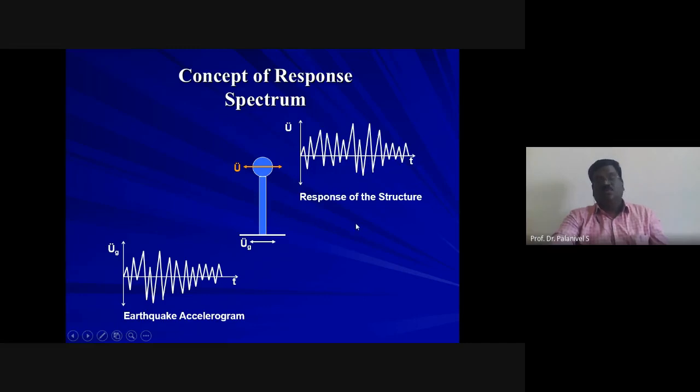Now, what am I going to do? I am going to do a plot in the frequency domain. Here I have not taken frequency, I have taken time period, and the inverse of frequency is period. So instead of saying frequency domain, I would say time period domain. On the x-axis, I am going to take time period. On the y-axis, I am going to take its maximum response of the oscillation.